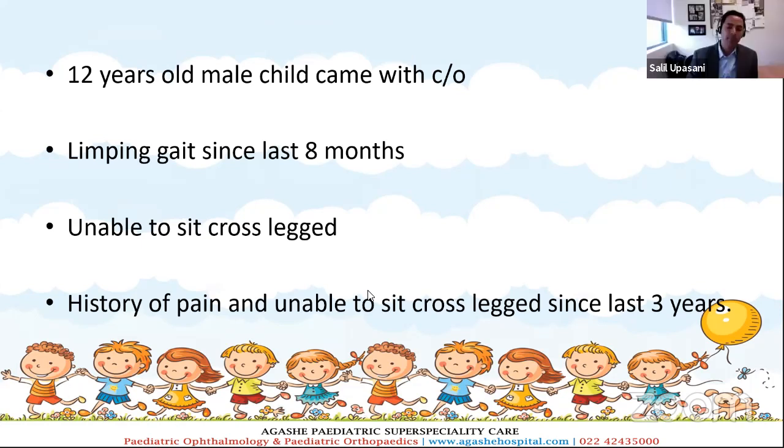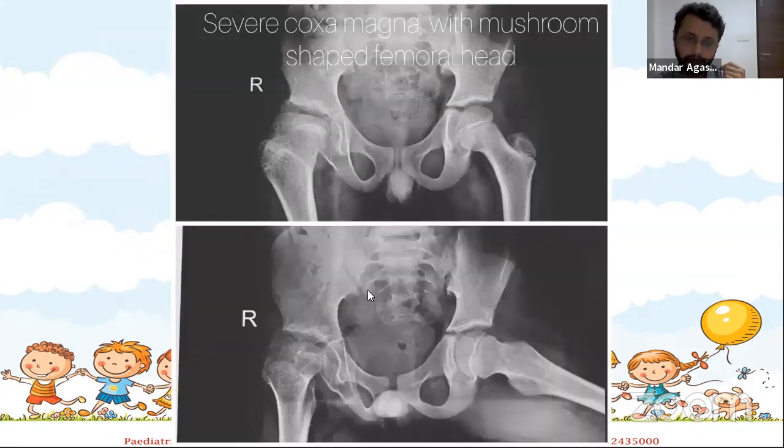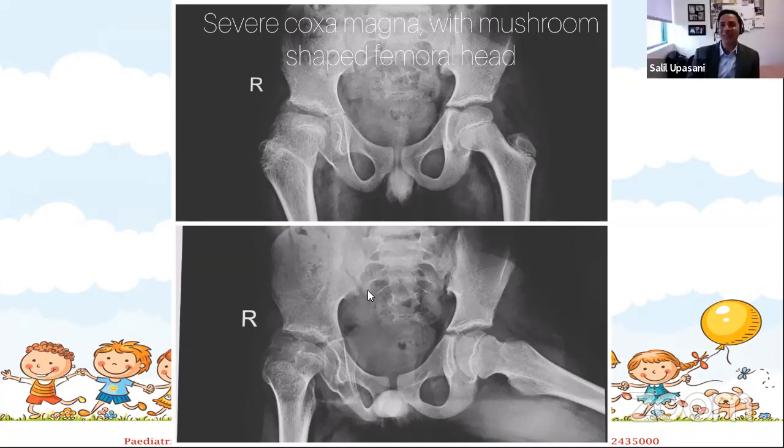So yeah, this is an older chap, a 12-year-old male child, has had limping for 8 months, unable to sit cross-legged, has a flexion deformity with further flexion up to 130 degrees, has a fixed adduction deformity and fixed external rotation deformity. And this is the hip. I unfortunately could not upload the CT images. It's a big, huge head with a central necrosis. I know where you're going with this.